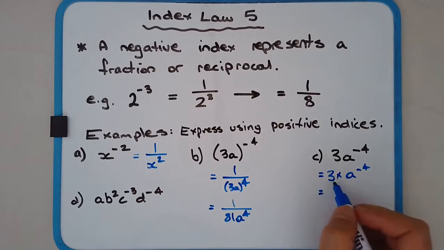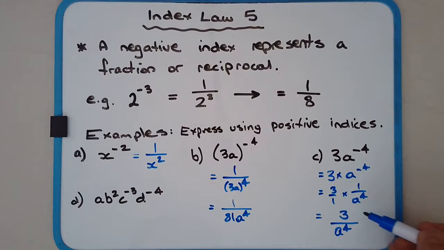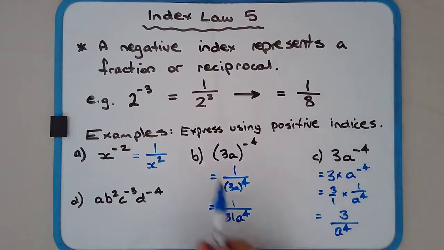The 3, well, that's just 3 over 1. And a to the negative 4, that's just 1 over a to the 4. Multiplying the two fractions together, we get 3 times 1 is 3 over 1 times a to the 4, which is just a to the 4. So notice that the solution to part C is 3 over a to the 4, not 1. Whereas with part B, it's 1 over 81 a to the 4 because of the brackets. It just means that the entire bracket ends up in the denominator.